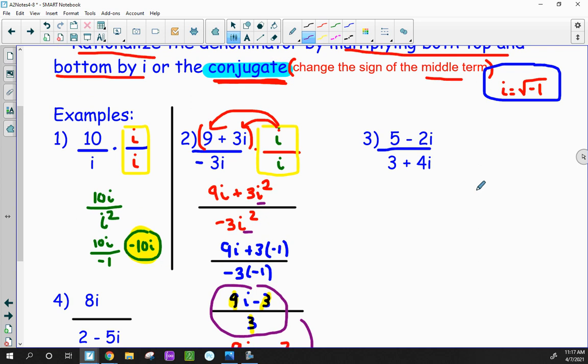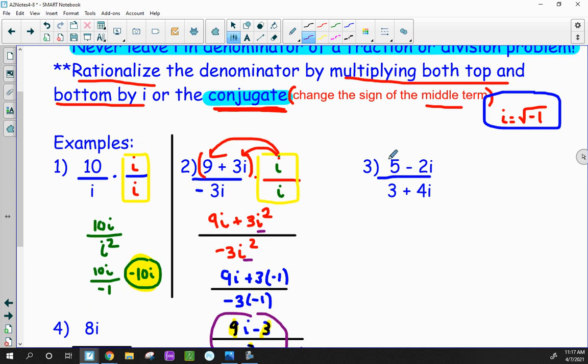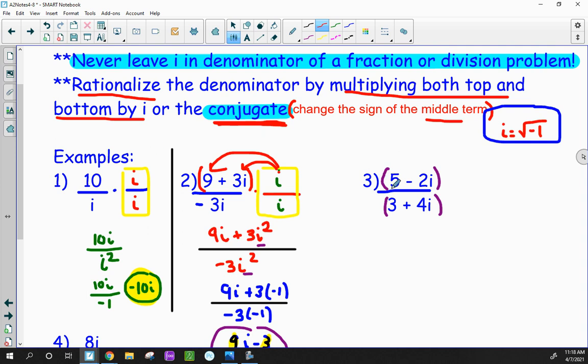All right, let's try number 3. Number 3, notice that on top, and we'll put parentheses around this, we have a complex number again. Here's the real part, and here's the imaginary part. Then we have a big division bar, and on the bottom, we see another complex number, 3 plus 4i. Because I have a binomial, two terms, or because it's a complex number, I can't treat number 3 like I did number 1 and 2.